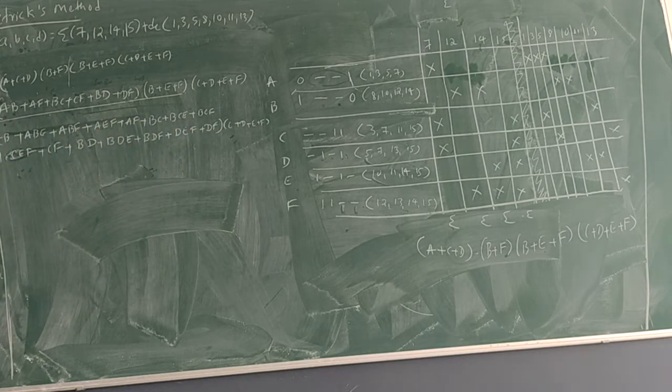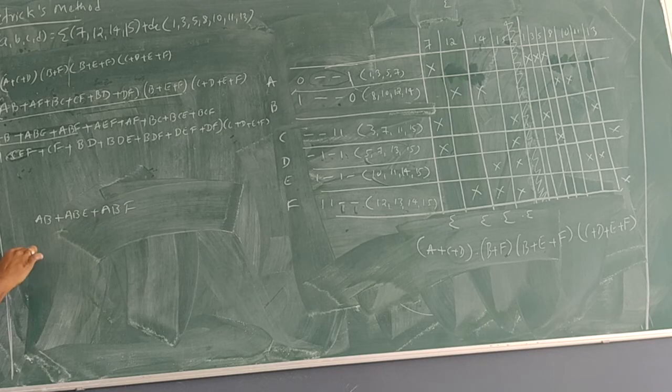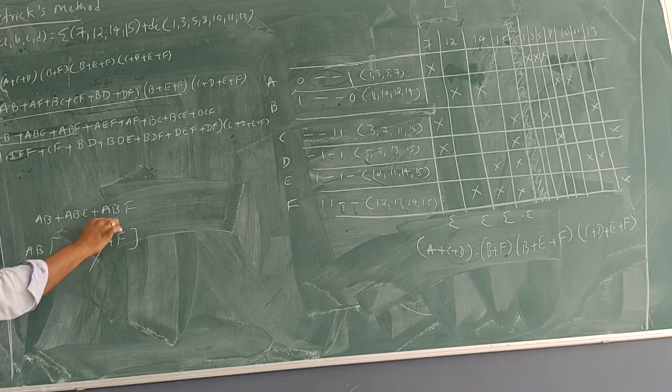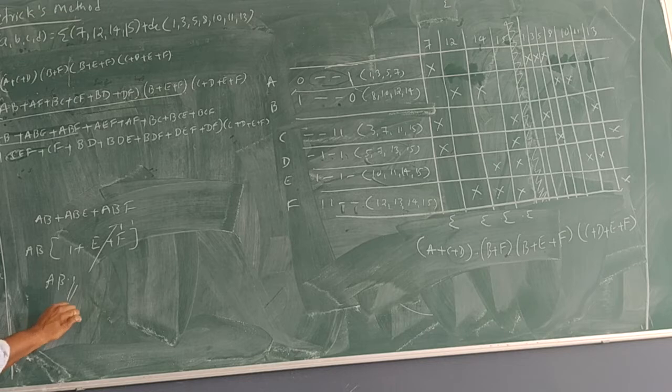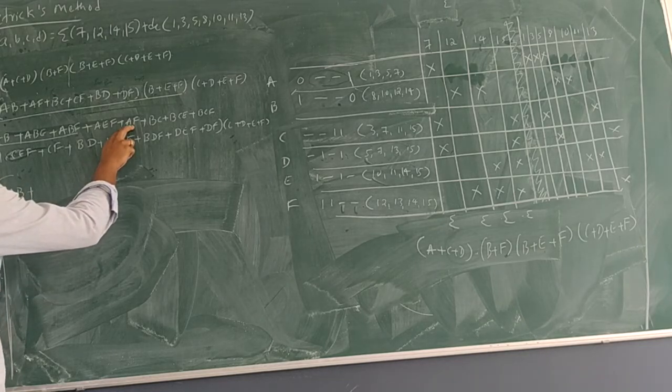Try to simplify. See now, the first three terms, how is the simplification? I will write separately and explain. AB plus ABE plus ABF. What is common? AB is common: AB times 1 plus E plus F, which gives us 1. Hence, what is the definite result? AB into 1, which we write as AB. So similarly, I am writing in the bracket. Now, please find out AF here.